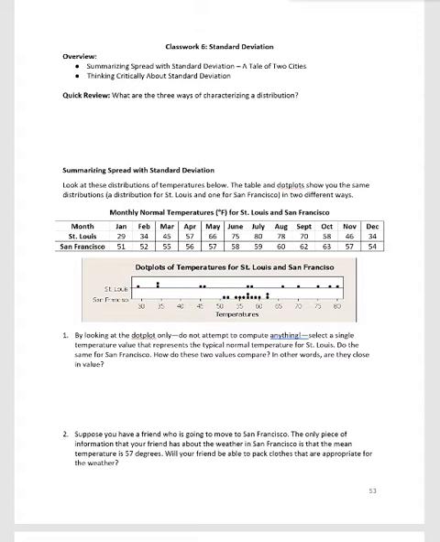So our overview, we'll talk about summarizing spread with standard deviation by talking about two different cities, and then I'll have you think critically about standard deviation.